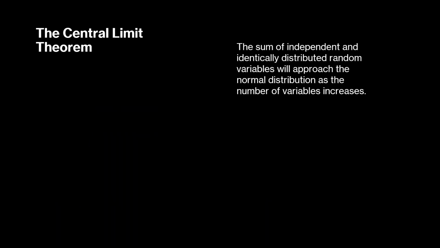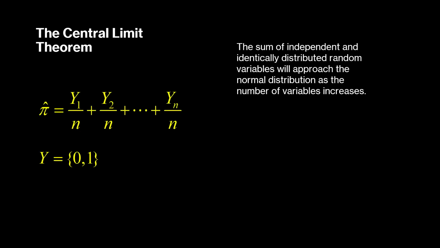The central limit theorem states that the sum of independent and identically distributed random variables will approach the normal distribution as the number of variables increases. And indeed, the statistics that we are calculating, even in nonparametric statistics, are sums of independent and identically distributed random variables. The large sample approximation that can be used for a test of proportion works because a proportion is a sum of independent and identically distributed random variables where each of those random variables assume values of 0 and 1.